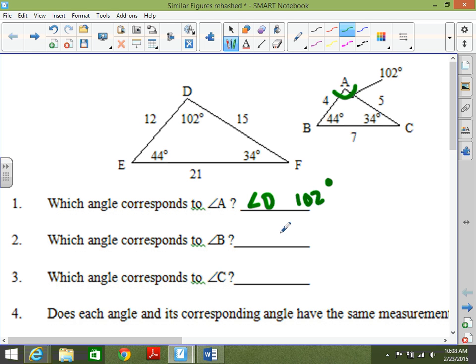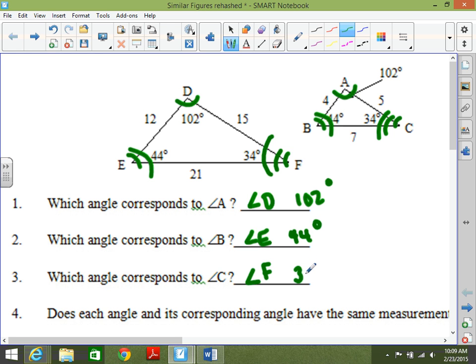Okay, next, number 2. Which angle corresponds to angle B? Angle E. So angle E, and they both measure what? 44 degrees. Okay, next, angle C. It corresponds to angle F, and they both measure 34 degrees.